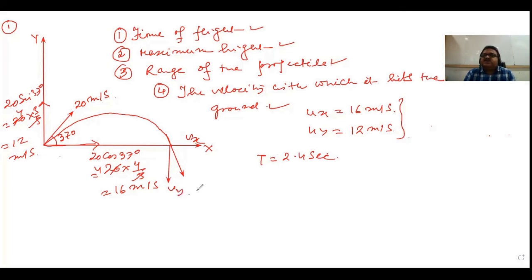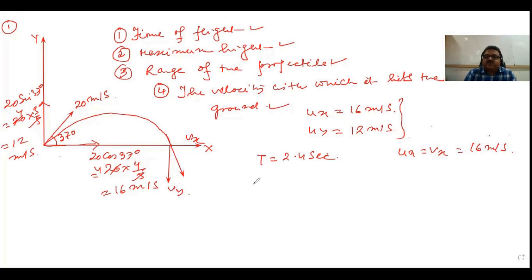Now, what is the value of Vx? As I told you, it is the velocity along x-axis which remains constant throughout. So we can write Ux equal to Vx, and that is nothing but 16 meter per second. Now, what about Uy? Correct? So I don't know the sign of Vy. Let me do it. I will find it from this. Correct?